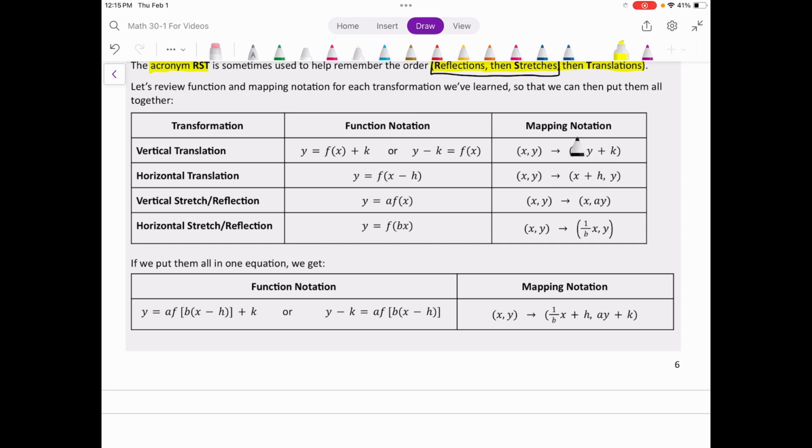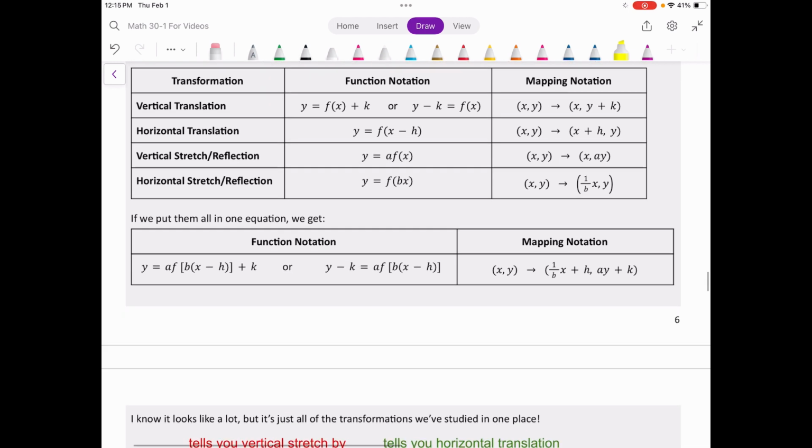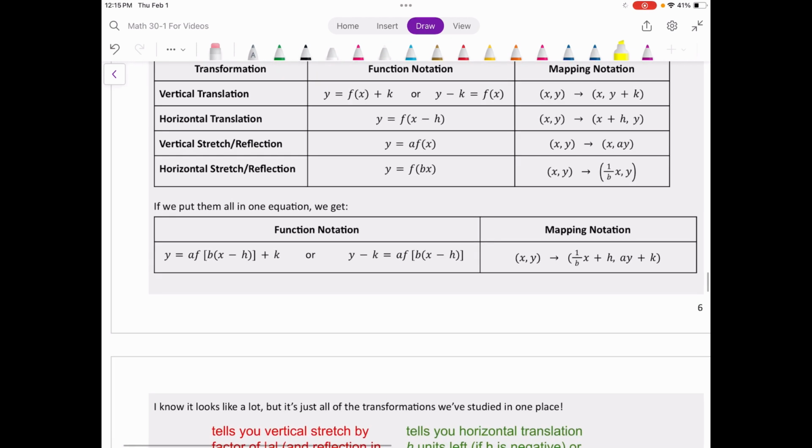So this is a summary of all of that stuff. If we put them all together, here's what we get, okay? This you will find on your formula sheet. It's very handy because it shows us how to do any transformation. Notice, we could do a vertical stretch or reflection or both, a horizontal stretch or reflection or both, a horizontal translation, a vertical translation. We could do all of them and we could represent them conveniently this way.